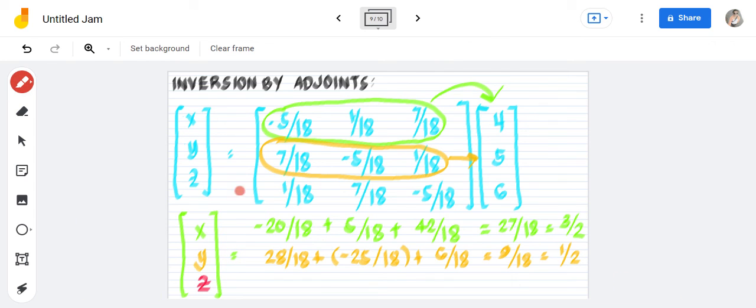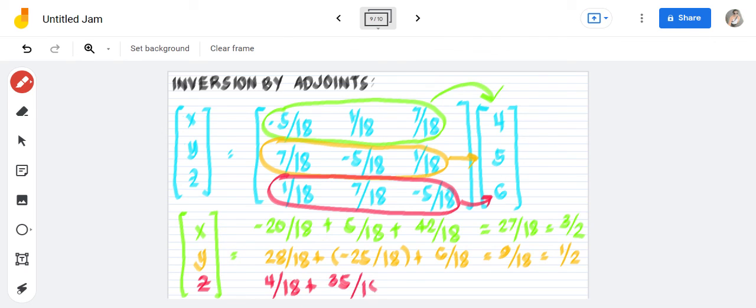And lastly, for Z, this row multiplied to our constants. We'll have 1 times 4 is 4 over 18, plus 7 times 5 is 35 over 18, plus negative 5 times 6, that's negative 30 over 18. So 4 plus 35 minus 30, all over 18, that's 9 over 18, or 1 half, which is the same as our result from Cramer's rule.